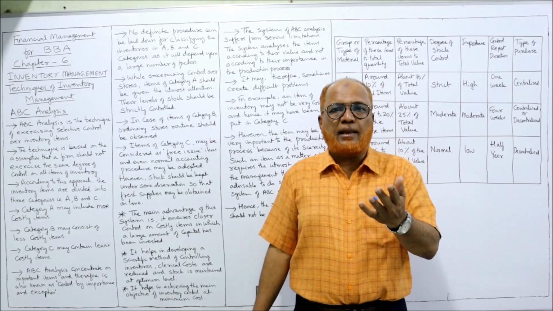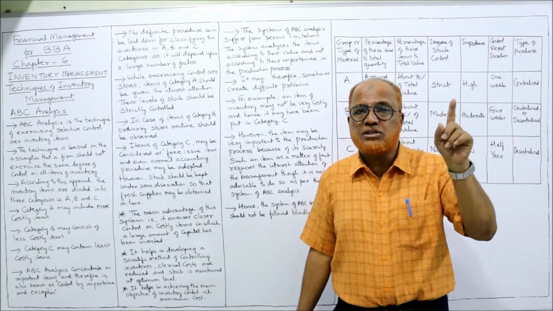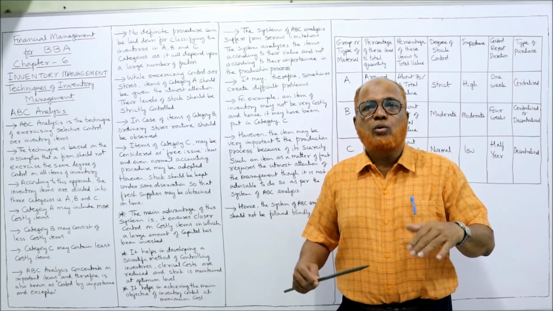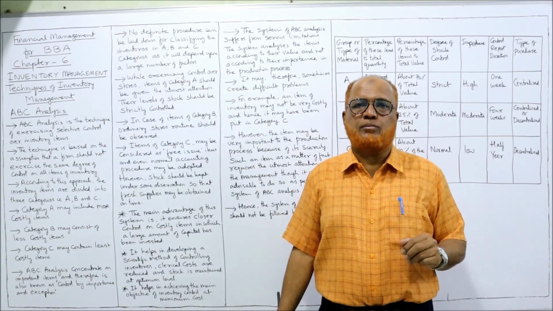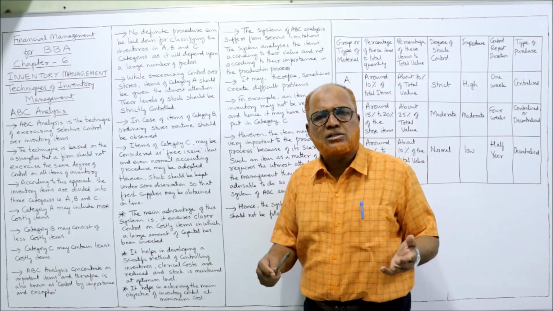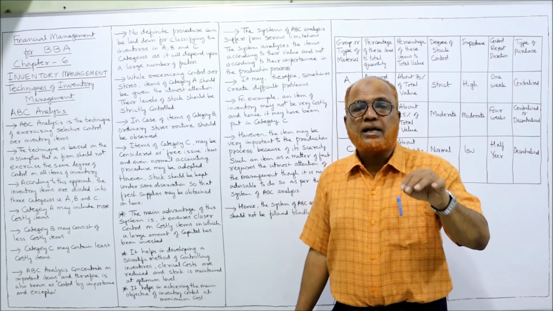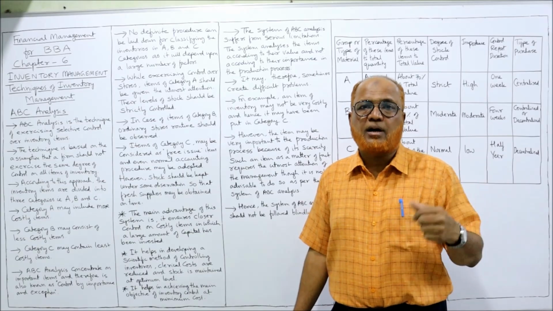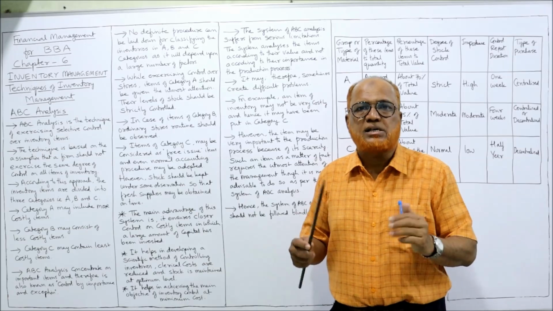Whereas other items like electronic goods are also costly, but not as costly as gold. So we'll give moderate control on electronic items. Least control for household items like utensils or clothes, etc. These are also assets, but not as costly as electronic items or gold items. So we'll give least importance to these items.